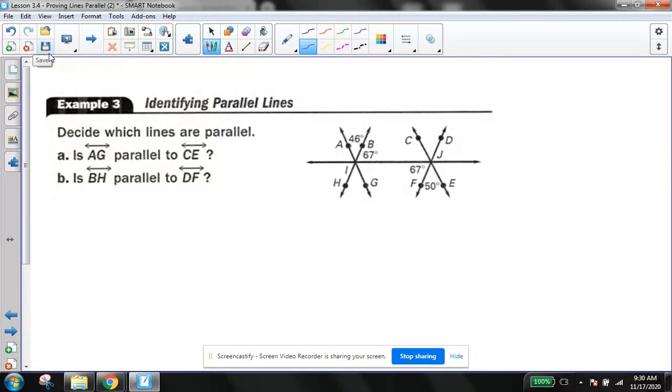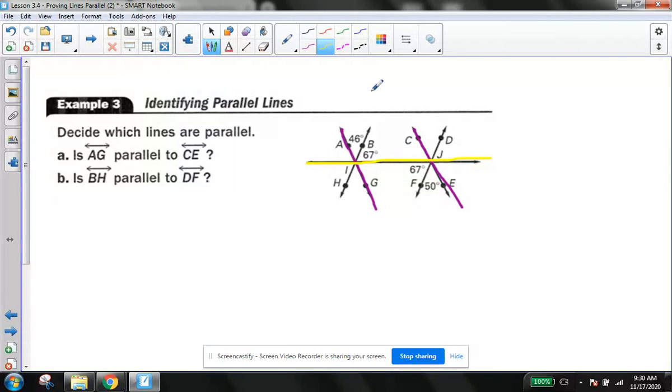Okay, now with this, I'm trying to identify when lines are parallel. Just by looking at a picture, we can't really make that statement. We have to use what's given to us. So if I look at line AG and line CE, I want to use those, but then I want to think of this remaining line that I'm highlighting in yellow as the transversal. Okay, so this yellow is our transversal.